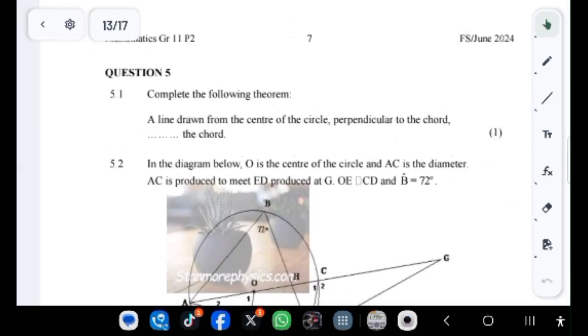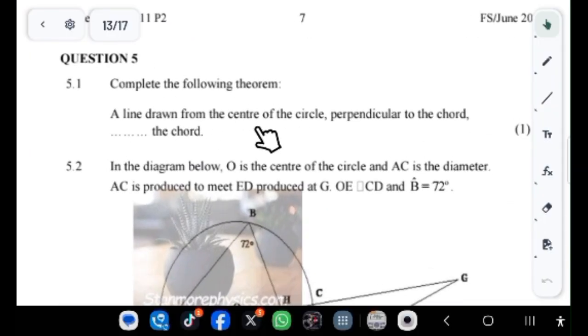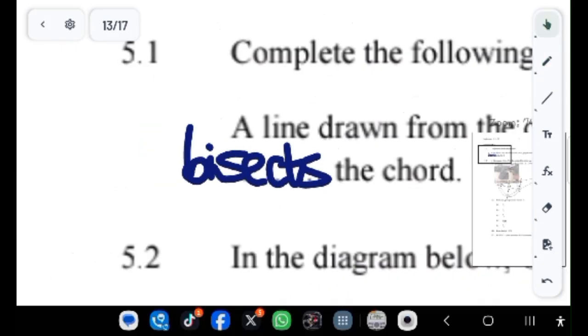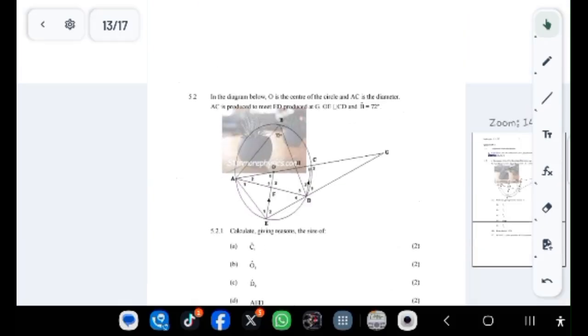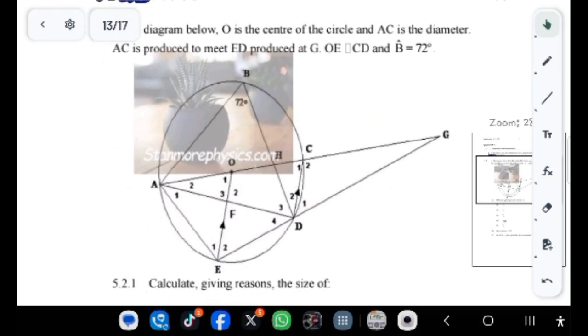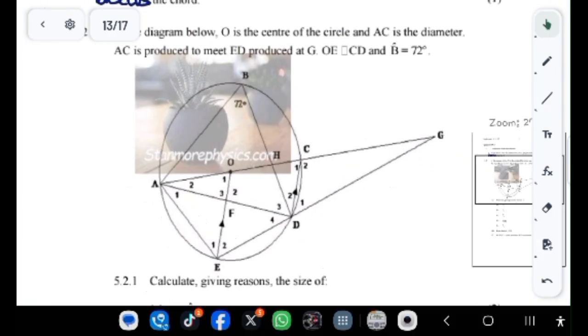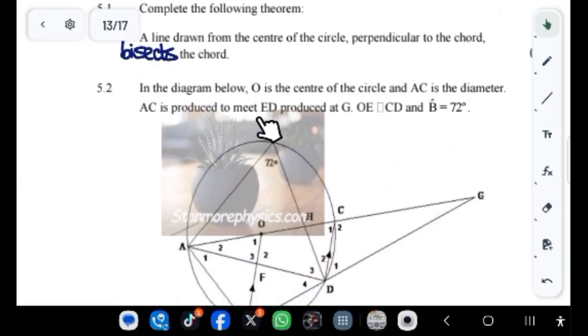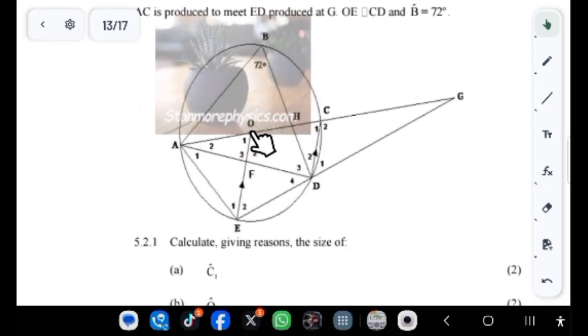Question number 5, trigonometry. Complete the following theorem. A line drawn from the center of the circle perpendicular to the chord bisects the chord. That's how you complete that. In the diagram below, O is the center of the circle and AC is the diameter. AC is produced to meet ED at G, okay.